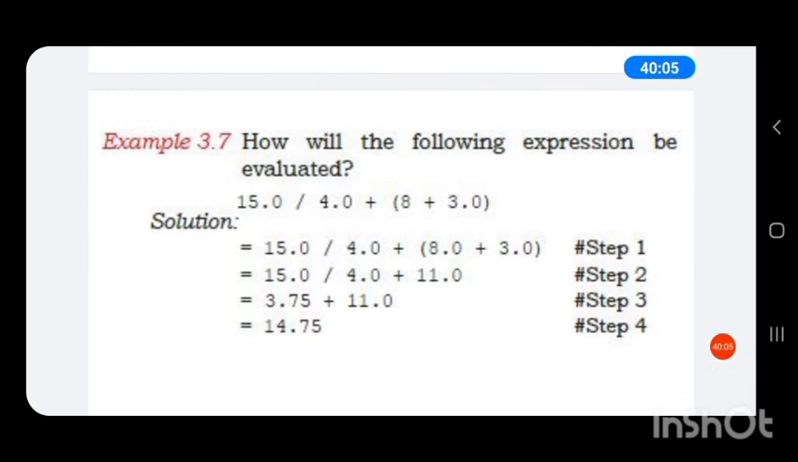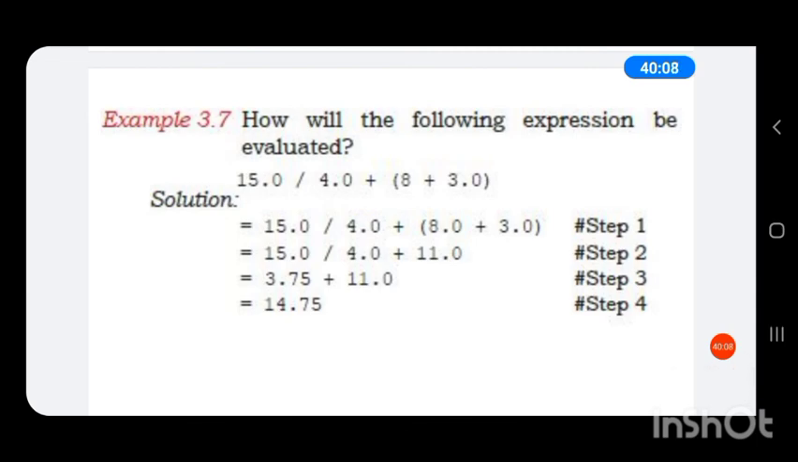Okay, children. Thank you. Do all these in your Python application and try a variety of different kinds of expressions. Thank you, children.